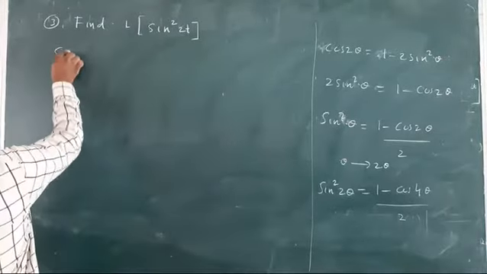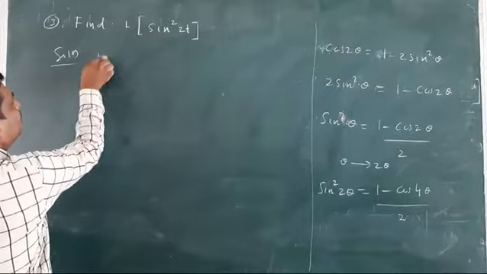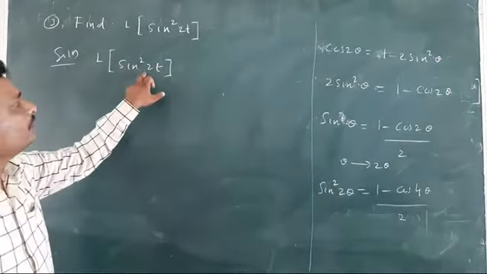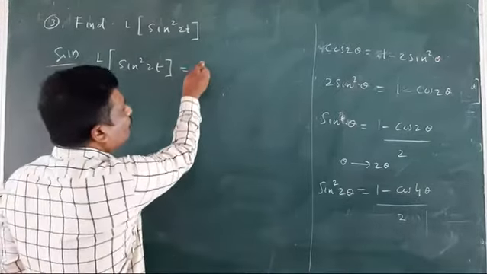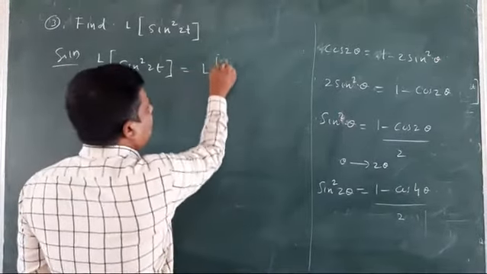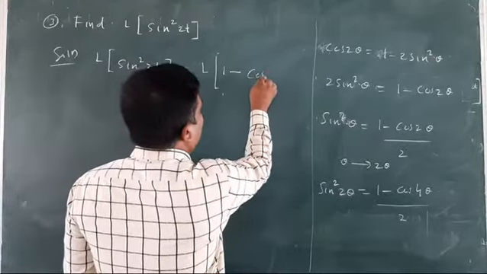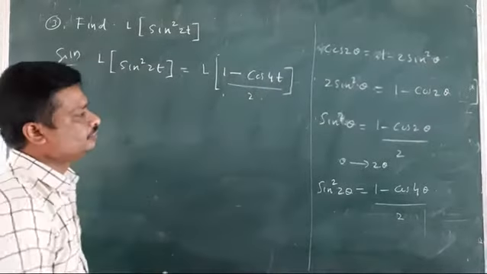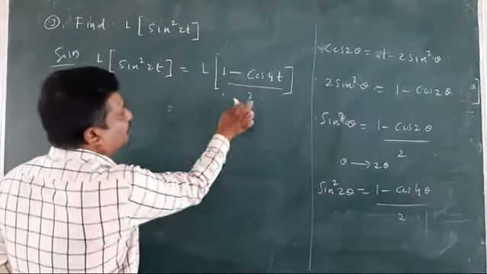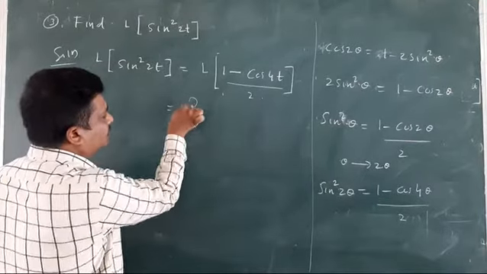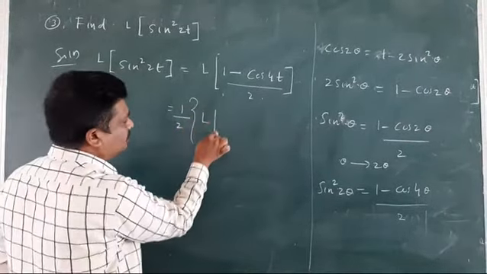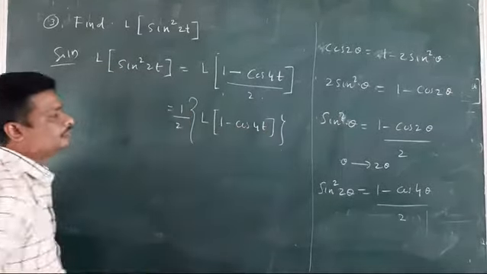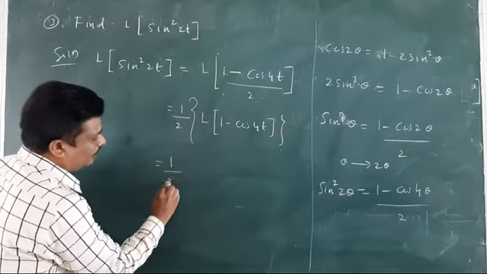Therefore, I will simplify now the function. Laplace transform of sin square 2t is equal to Laplace transform of 1 minus cos 4t upon 2. So this implies here 1 upon 2 is a constant. I will write it outside the Laplace transform. So the remaining is L of 1 minus cos 4t. So this implies I will write 1 upon 2 as it is.